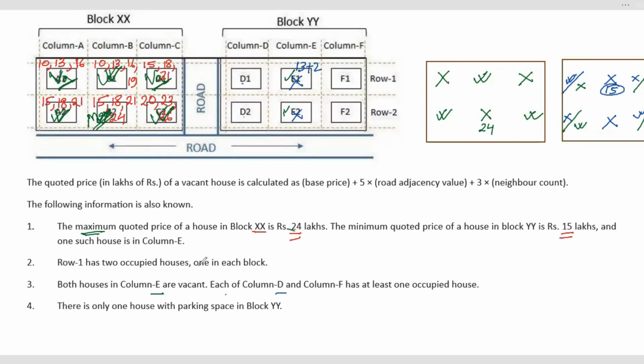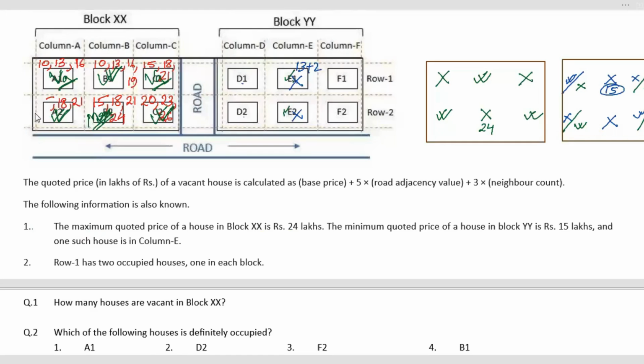Any other information? There is only one house with a parking space in block YY. One house with parking space. So basically this is the parking space. So this is our information. I can find that block XX is fully known, and for block YY, two cases have been generated. On that basis, we need to go for answering our questions. So let's see our questions now.